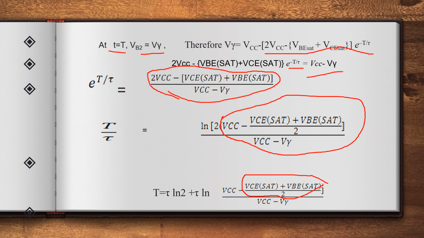This is the average of junction voltages. Generally for any transistor under quiescent, normal conditions, the average of junction voltages is equivalent to the cut-in voltage. Cut-in voltage is V gamma. So this entire term is equivalent to VCC minus V gamma by VCC minus V gamma. Then this will become tau log 1. For any base, log 1 equals 0. So this entire second term will be equivalent to 0. So then the gate width capital T equals tau log 2 only.